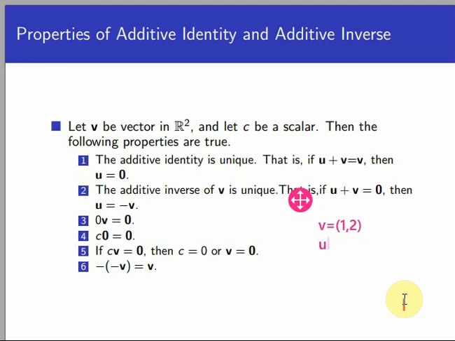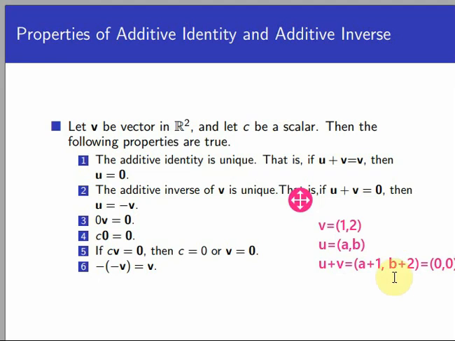Let's say u is equal to (a, b). Then u plus v is equal to what? u plus v is equal to (a plus 1, b plus 2). This is equal to what? For u to be the additive inverse, it must give us the zero vector, (0, 0). Yes.